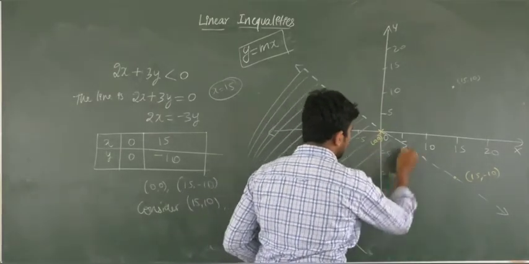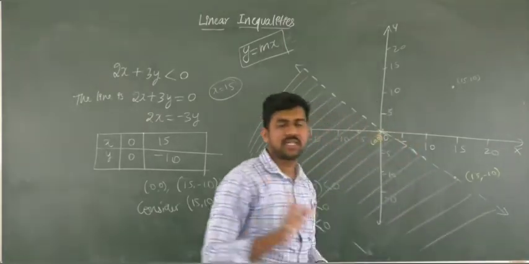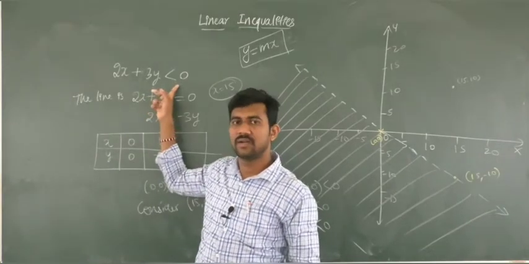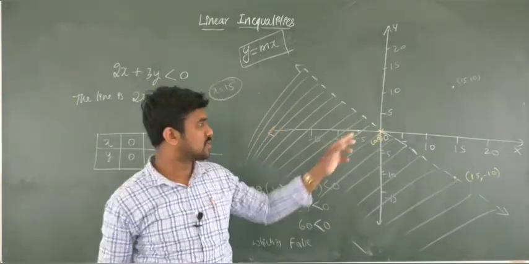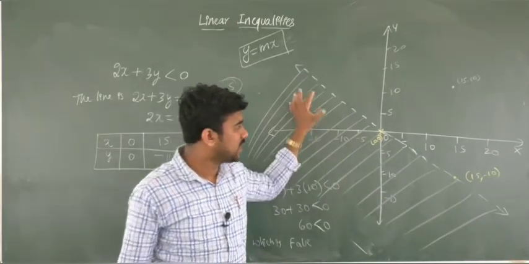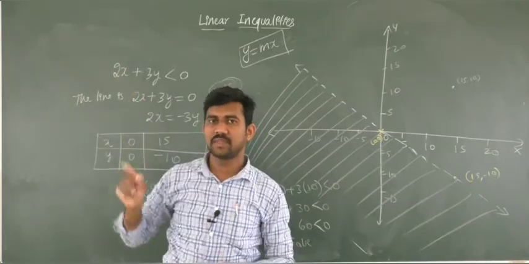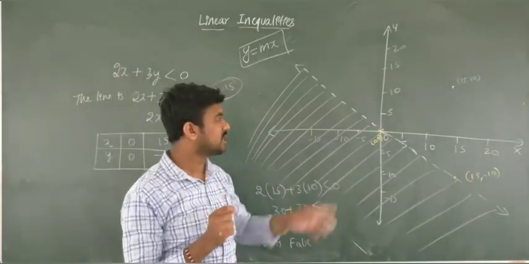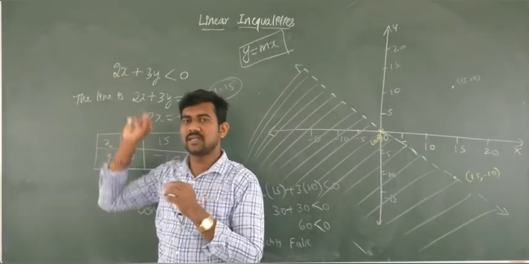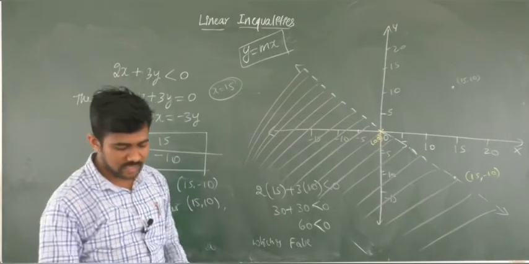So this question, I considered randomly, one question I took and just checked. Clearly you can get here, the line passes through the origin. So the shaded region represents the solution region of the given inequality. The points on the line are not included in the solution region because the given inequation is a strict inequation. Okay, understood? We'll see the next question.